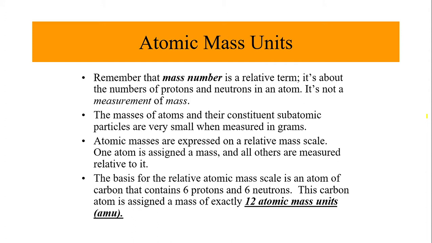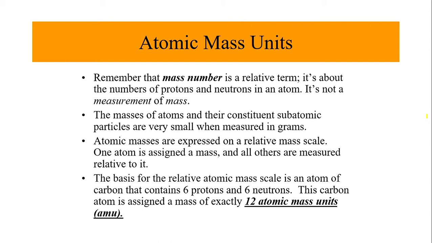Welcome back, students. This is our next section of unit number 2, and we're going to talk about the masses of atoms. Start out by talking about atomic mass units. Now, we've already been introduced to the concept of the mass number, but remember that mass number is a relative term. It's really not about mass, but the emphasis here is on number. It's about the numbers of protons and neutrons in an atom. Mass number is not a measurement of mass, and it is not found on the periodic table.